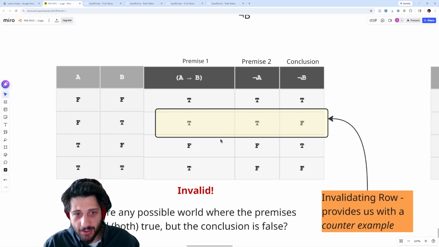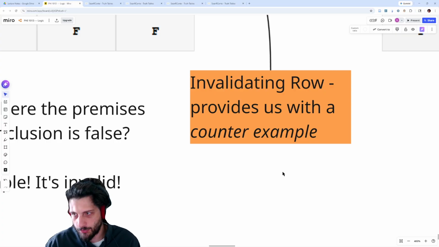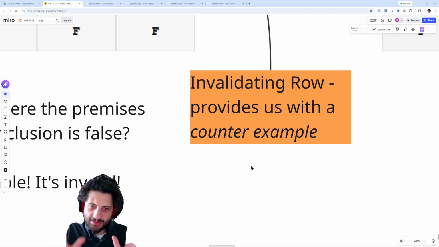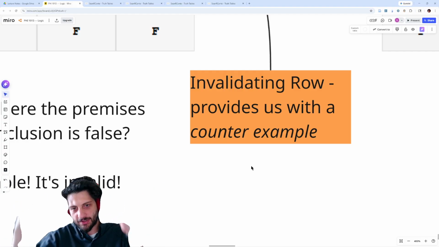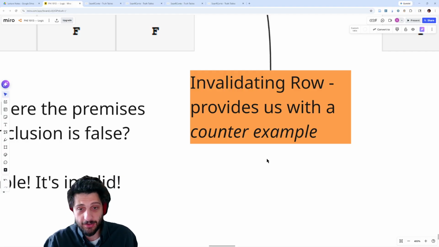If we can find a place where the premises could be true without the conclusion, we call that a counterexample, right? We're saying, no, here's a case where your argument doesn't hold up. Here's a case where I can accept your premises, accept your data, but I don't have to accept what you're saying follows from that because it's not a guaranteed inference.